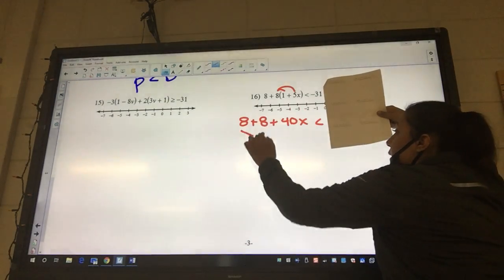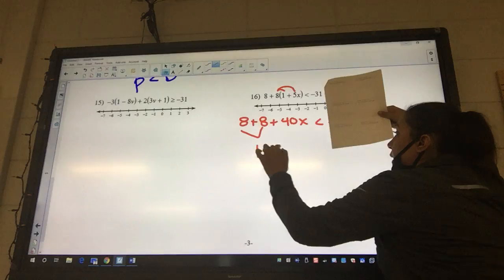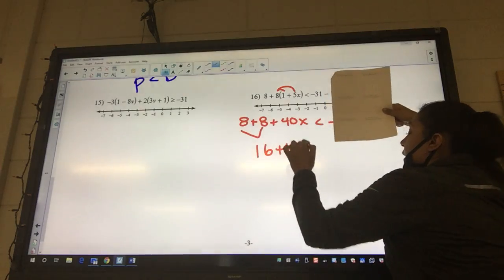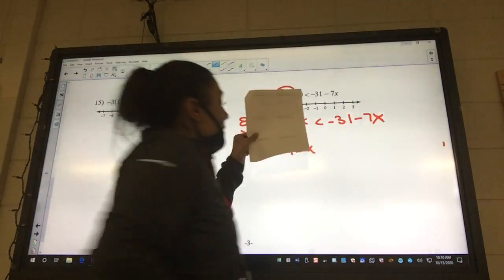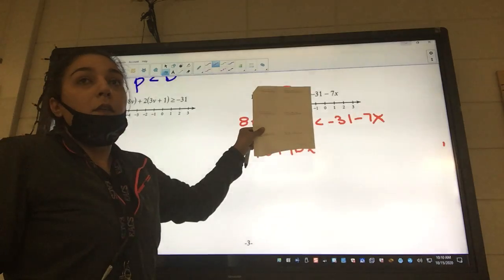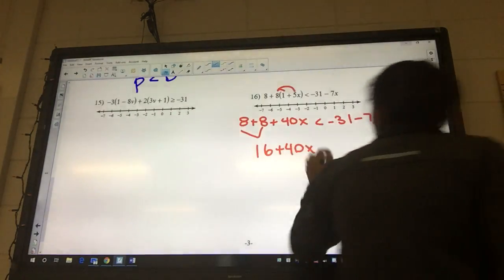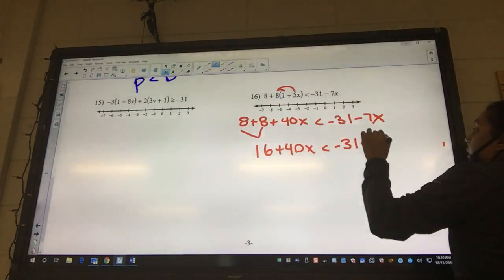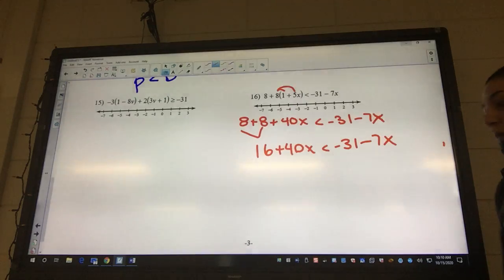What can we combine on this side? The 8 and the 8 to give me 16 plus 40x. Is there anything for us to combine on this side? No. Okay, so we got less than -31 minus 7x. This is where your steps change a little bit. We still distributed, we still combined like terms. Our next step would be to get the letters on the left and the numbers on the right.